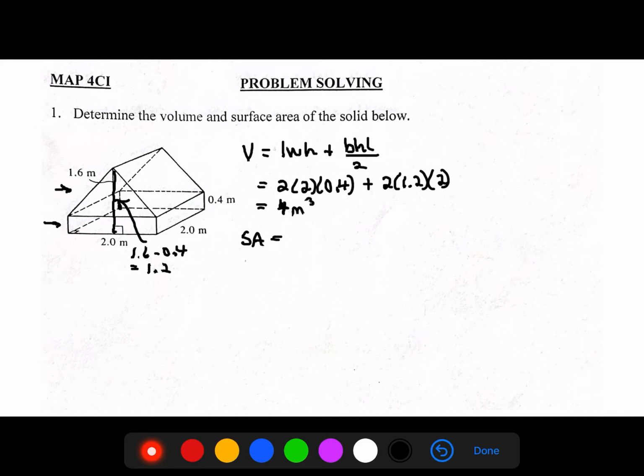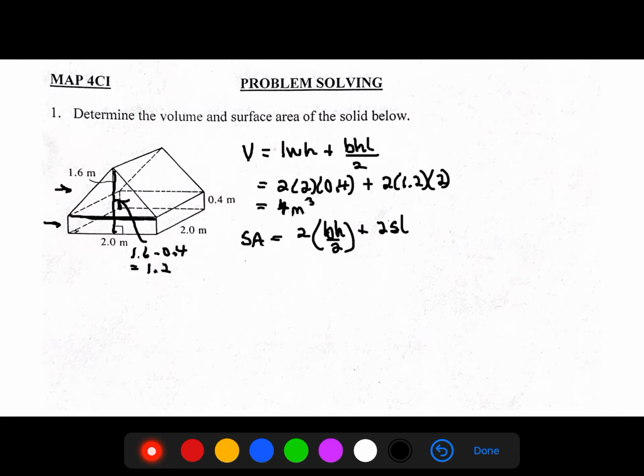Now, for surface area, starting with the formulas for our surface area, we have the surface area of our triangular prism, which we know is going to be 2 times base times height divided by 2. The two ends are our triangles. And we have 2 base times slant, 2 slant times length.